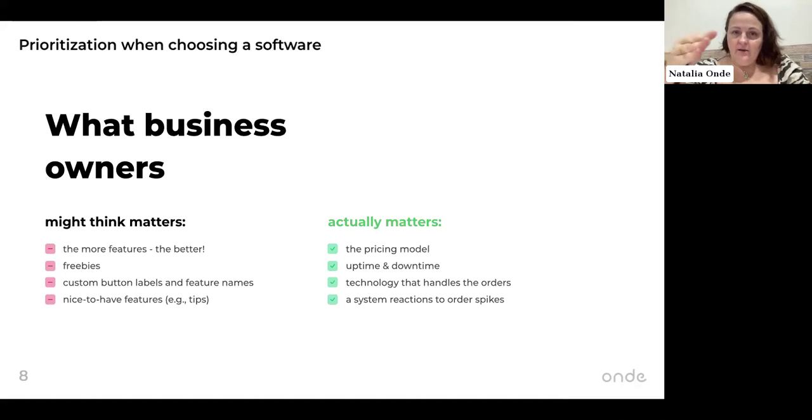And once you have that, it will be easier not to get distracted by the flashy advertisements of features that look really nice, but you'll never even be using them. But what actually matters, and I really think that this is something that only matters, is the two-part. So the first one, and here it says the second one, but I would focus on that as the first one, the uptime and downtime of the system.